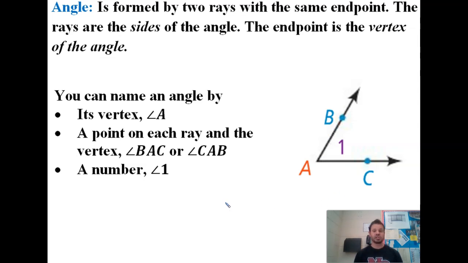Last way then is just with a number. Sometimes I'll throw a number on the interior of the angle. So I could call this, in this case, just angle 1. And the reason I'd want to do that is if I don't care about the specific points, I just want to talk about angles. I'll throw a number on it. Kind of like we do with lines when we throw a lowercase letter on it when we're not worried about the specific points.